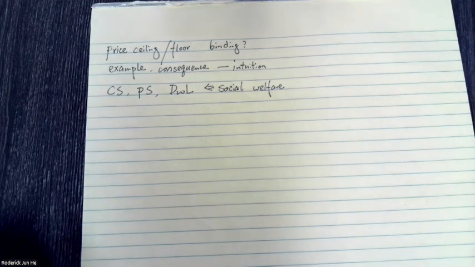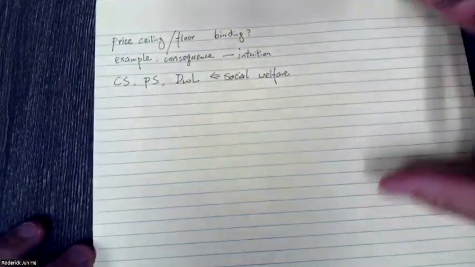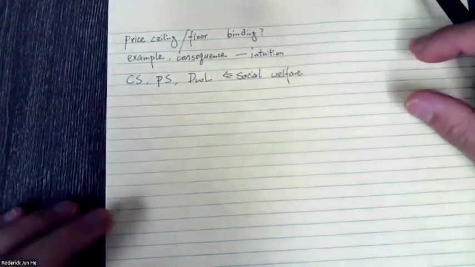And the last part is that we are going to talk about the social welfare perspective, namely how such a price control changes the division of social surplus, namely consumer surplus and producer surplus, and causes distortion of the market, which results in deadweight loss. So let's start with the preparation part.